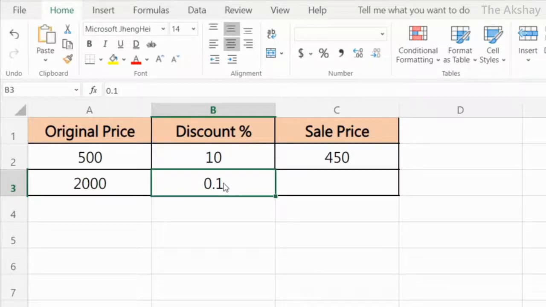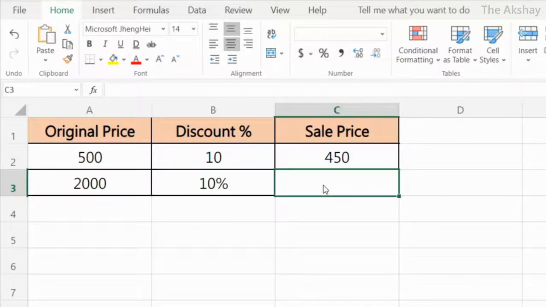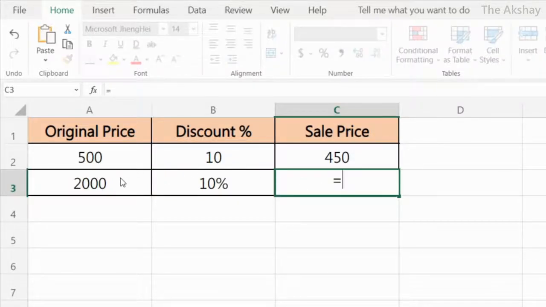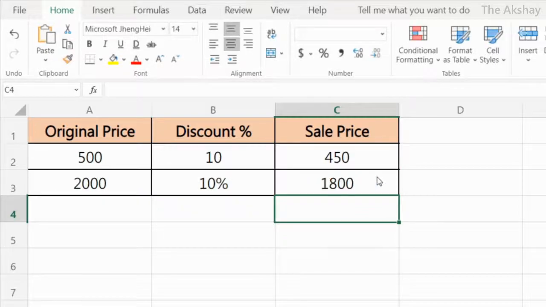So if you are storing the discount in this format and then applying percentage format, you have to use the formula in this way: original price minus discount multiplied by original price. Here you don't have to divide it by 100 because it is already 0.1. Okay, press enter and you have 1800 as the sale price after deducting 10% from 2000.